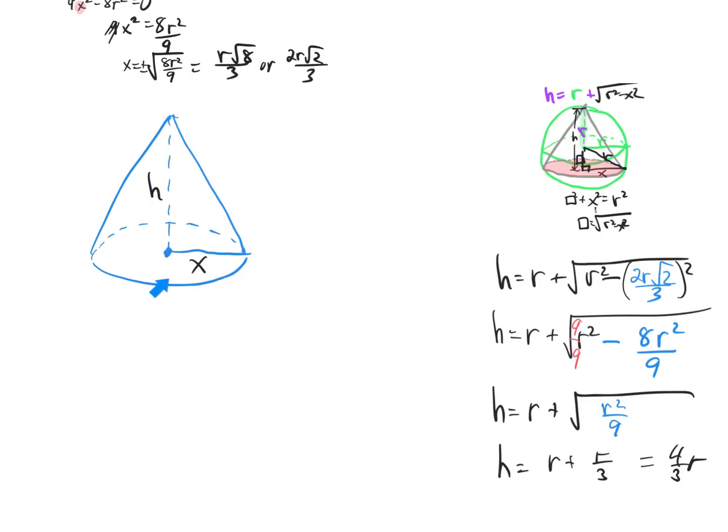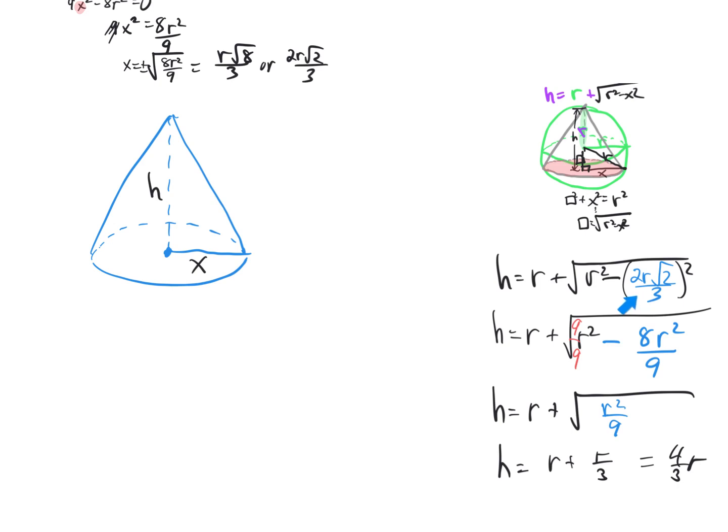Okay, so our cone has an x and an h, and we know the x value that's going to maximize our volume. It's 2r root 2 over 3, where r is the radius of the original sphere. Recall that h was defined as the radius of the sphere plus this dimension of that right triangle, which we determined was the square root of r squared minus x squared. So the height of the cone was r plus that expression.